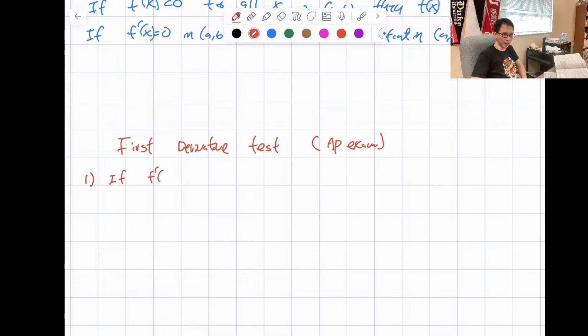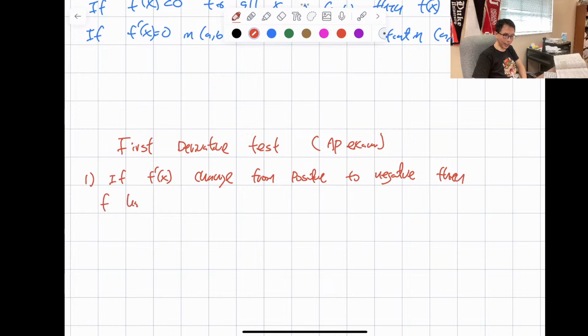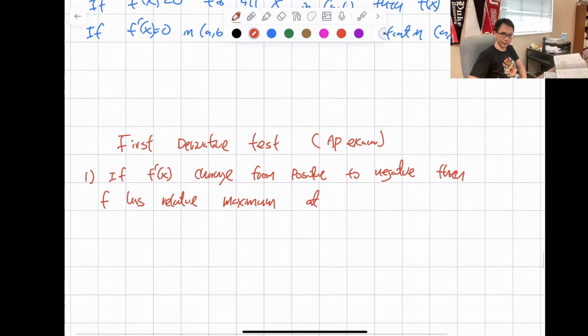If f prime of x changes from positive to negative, then do you have a relative maximum or minimum? Relative maximum. Because if it starts positive and then changes, that means it was going up and now it's going down, which means it's pointy. Then f has a relative maximum at c, f of c.